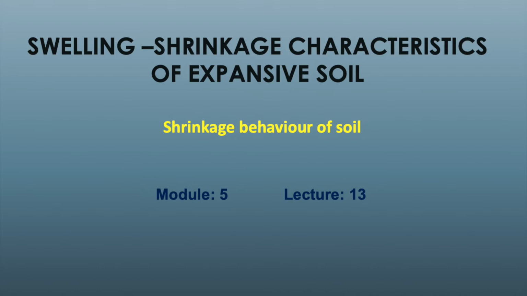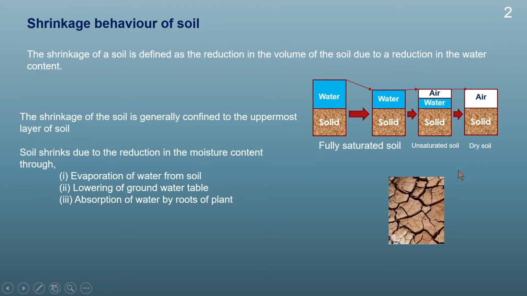Today we will start a new chapter. This will be the fifth module of this course, and this will be about the shrinkage behavior of the soil, and this will be the 13th lecture of this course. Before that, we have learned about the swelling behavior, the factors which control the swelling mechanism, the measurement of the swelling, and before that we learned about the soil classification and the engineering behavior of the soil. In this chapter we will learn about the shrinkage behavior.